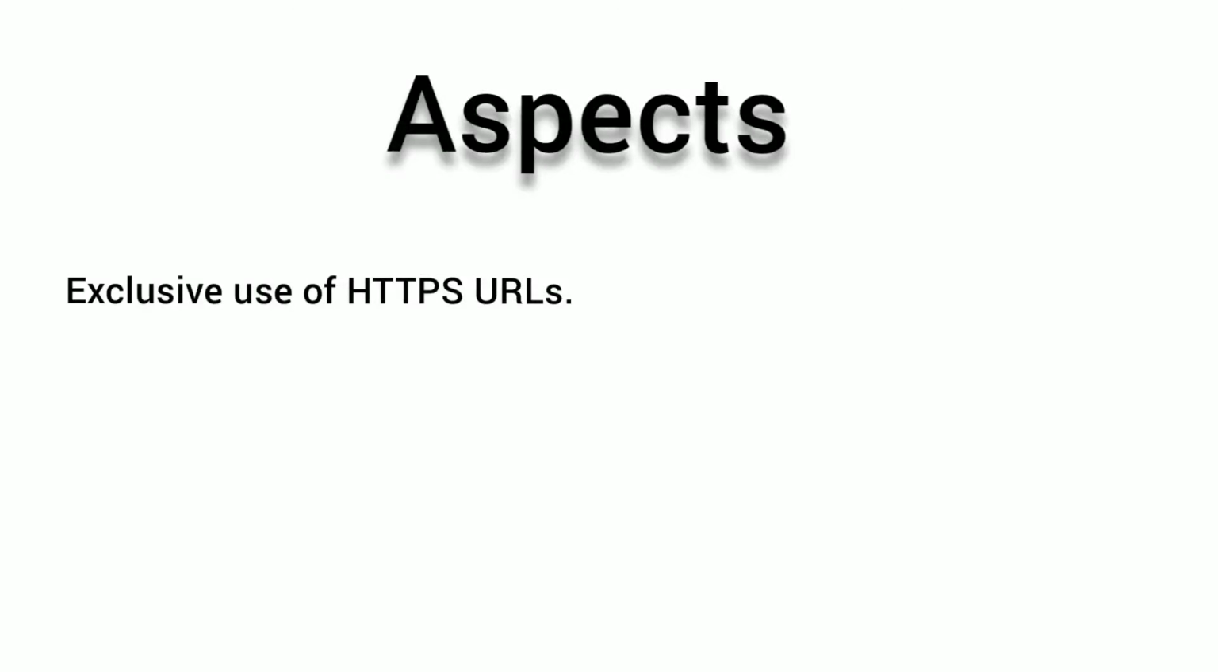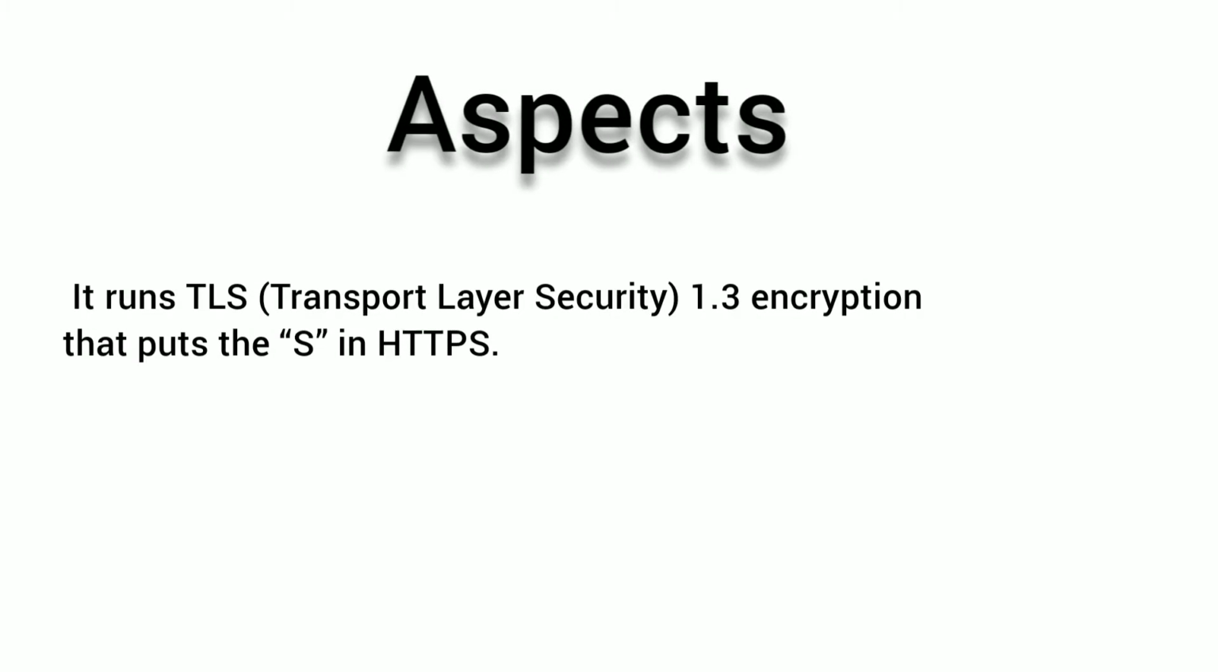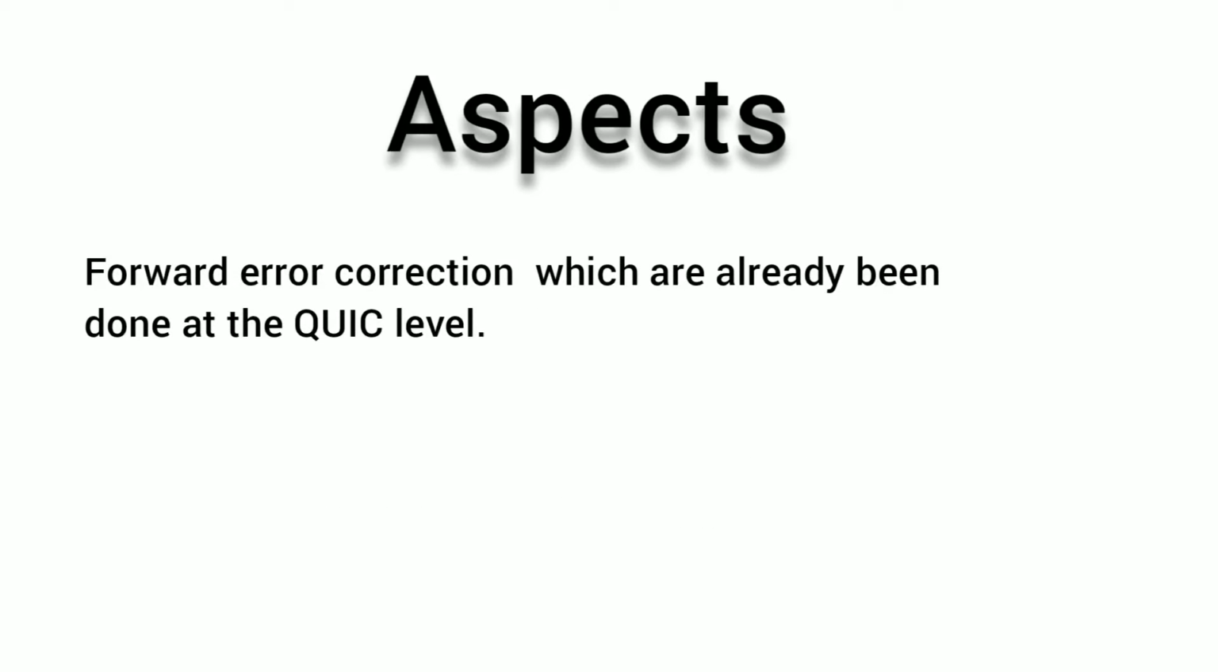Now, aspects. Exclusive use of HTTPS URLs. HTTP/3 also has built-in encryption, so there's no need to have a separate designation. It runs TLS, Transport Layer Security, 1.3 encryption that puts the S in HTTPS. A significantly reduced number of data packets, since it runs over parallel streams. Forward error correction, which is already done at the QUIC level.